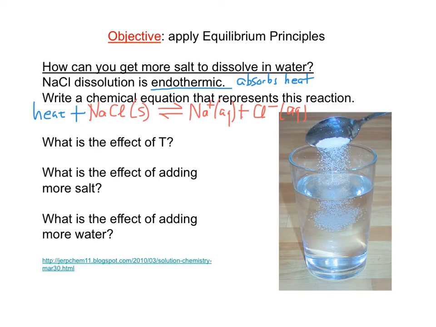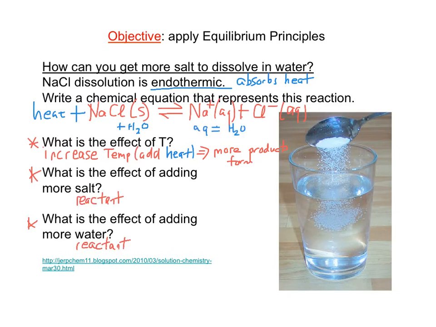Stop the video again and apply Le Chatelier's principle to these three stresses. And the answers are, raising the temperature means we're adding heat, a reactant, which shifts the reaction toward the product side, so more salt dissolves. Salt and water are also reactants, so adding more salt and water shifts the reaction toward the product side and more salt dissolves.